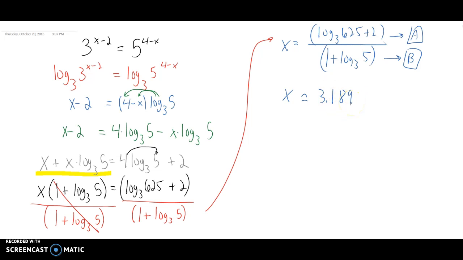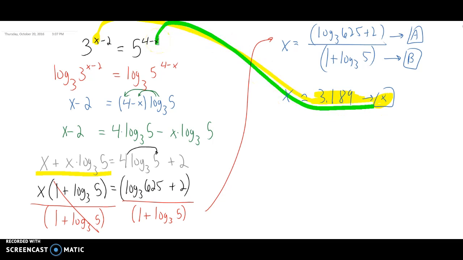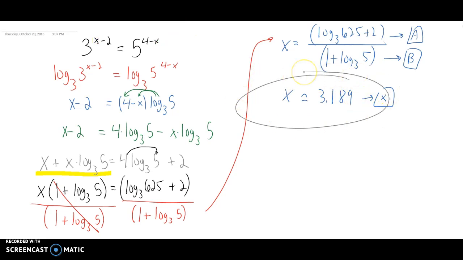To verify this, to see if it's correct, I'll store this as X. And then go back to my calculator and plug this x value in on the left side, and then also plug it in on the right side. So 3 to the x minus 2 and 5 to the 4 minus x. We get the same value of about 3.69 on both sides, so I'm pretty confident that my answer is correct, and x is about 3.189.